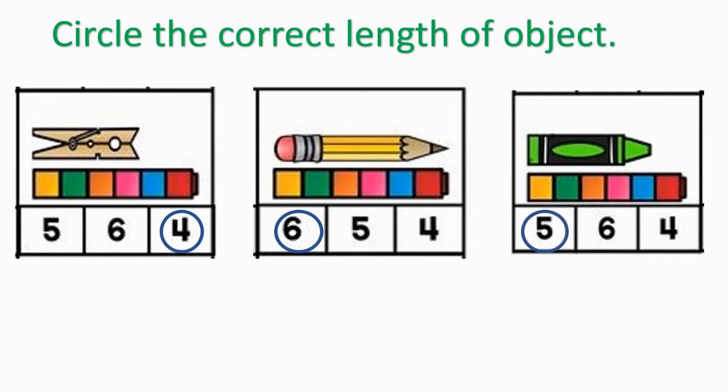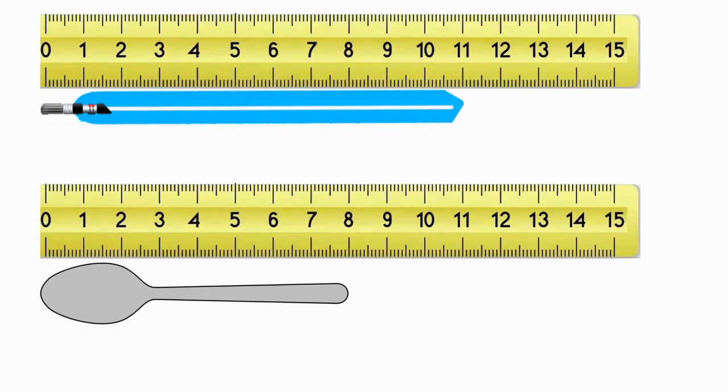The length of the light is 11 centimeter and the length of the spoon is, tell me student, yes, 8 centimeter. Very good.